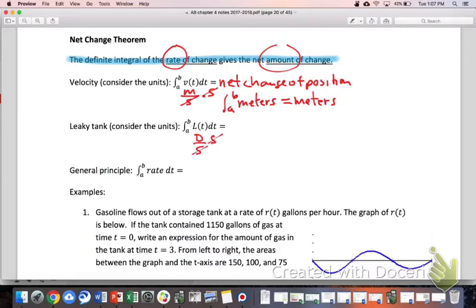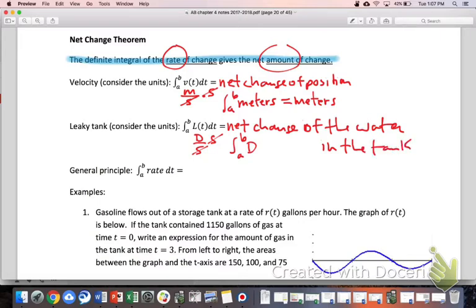And so the seconds would cancel out. So we'd end up with the definite integral from a to b of drip size. If you added all those up, you'd have a large number of drips perhaps, and you'd have an amount. And so the definite integral from a to b of L of t would give you the net change in the tank, or net change of the water in the tank. If it's water, I guess we don't know if it's water or gasoline or whatever. Okay, so then the general principle is the definite integral from a to b of a rate gives you the net amount of change.